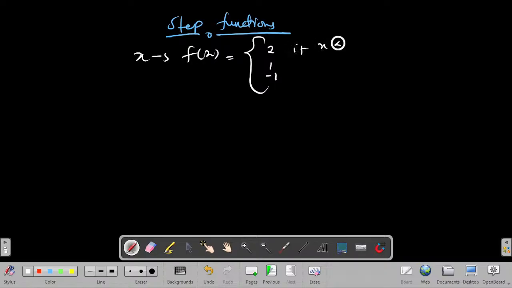If x is less than or equal to negative 4, if negative 4 is less than x less than or equal to 0, then negative 1, if 0 is less than x less than or equal to 2. Okay. So if I have this function here, this is what we call a step function.